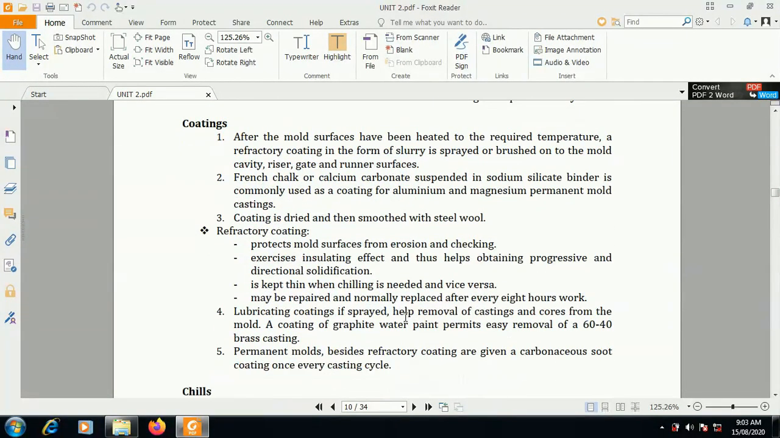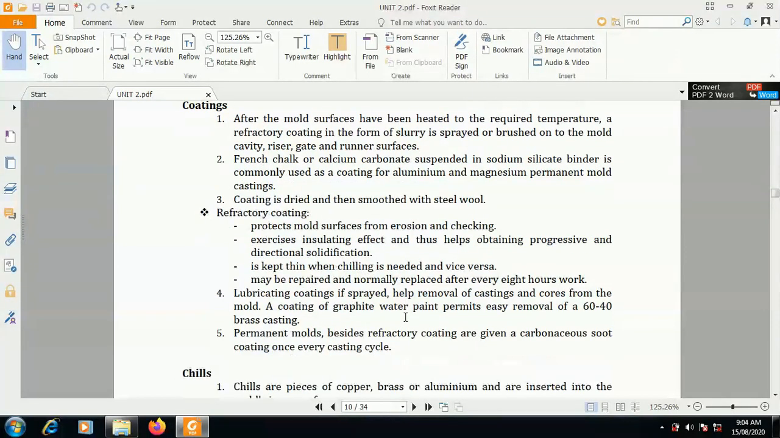Two types of coatings we are applying in case of permanent mold casting. The first coating is used to protect the walls of the mold from the very high temperature of the molten metal, that is a refractory coating, and the second is a releasing coating, which is used for easy removal of the solidified casting from the mold cavity. We have to use a releasing coat.